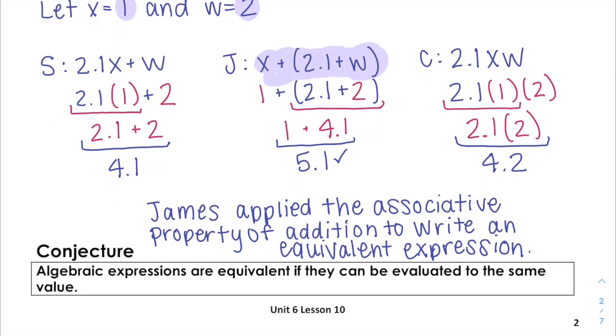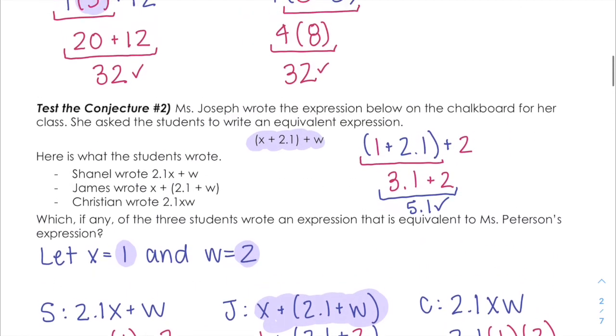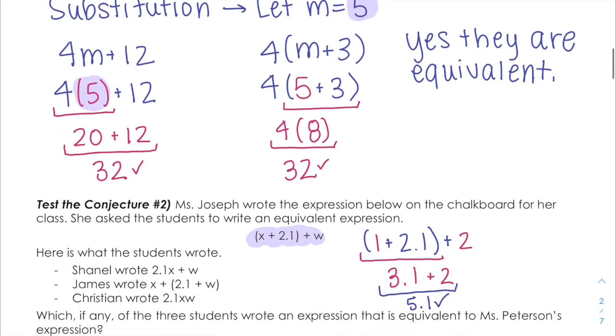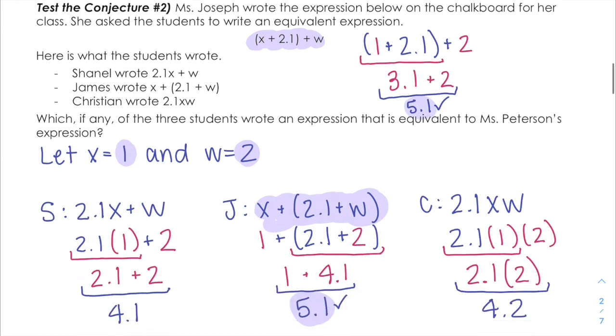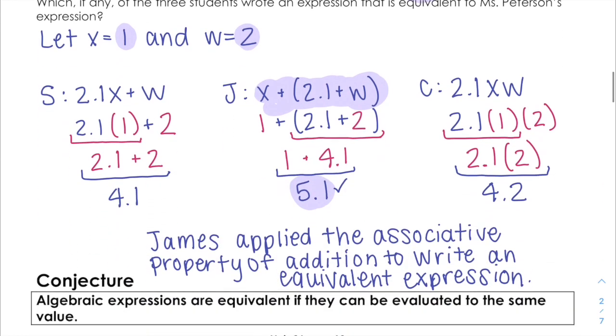So let's look at our conjecture again. It said algebraic expressions are equivalent if they can be evaluated to the same value. In both cases, test the conjecture 1 and test the conjecture 2, we came up with equivalent values between the two different expressions. So our conjecture ends up being true. All right, guys.